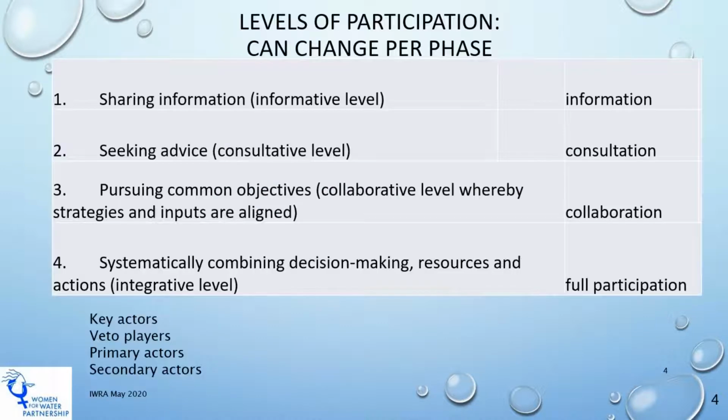So part of the problem is what people perceive as levels of participation. In a lot of cases, they don't go beyond number 2, seeking advice. They might share some information, but usually not in a very understandable way. They might be seeking advice on a consultative level, but usually when everything else has already been decided. But the levels of 3 and 4 are hardly ever there.